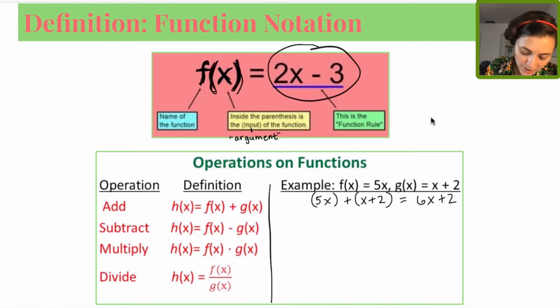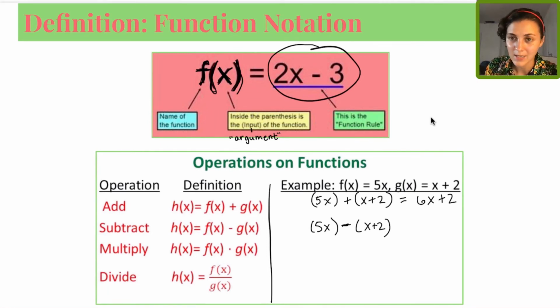Subtraction. Whenever you see subtraction, I would always recommend using parentheses. And it is required to use parentheses for whatever is after the subtraction sign. So whatever you are subtracting, you should always put parentheses around it to help remind you that the subtraction needs to be distributed to everything. So this subtraction is distributed to the x as well as to the 2. So it's 5x minus x, which is 4x, and then the 2 becomes subtracted.